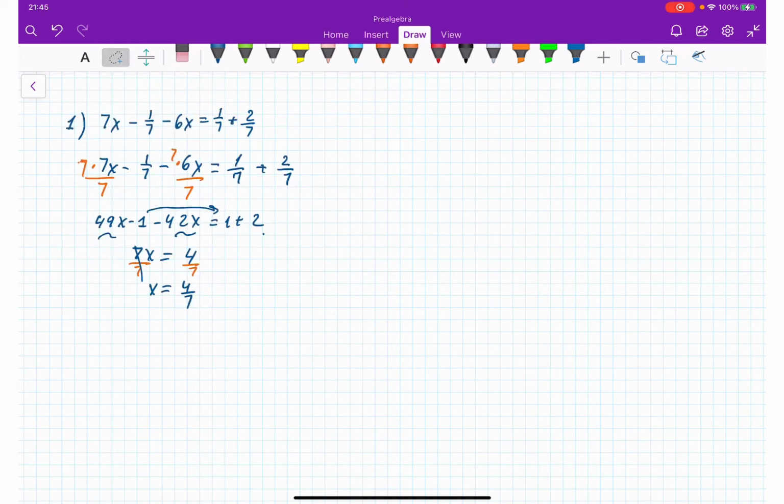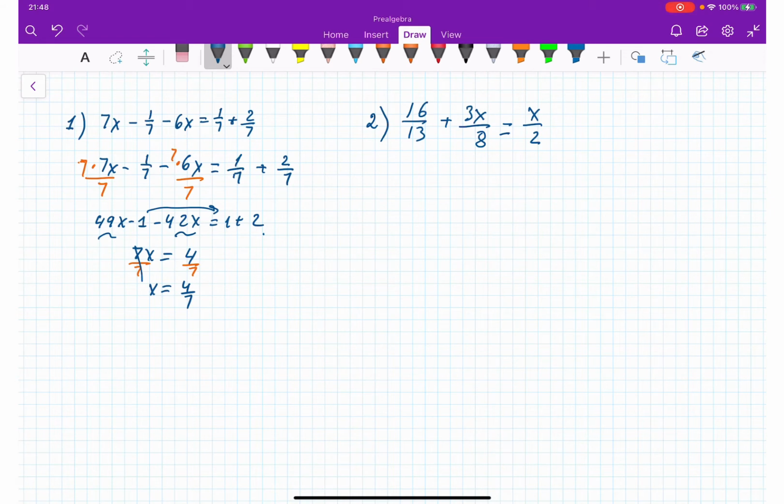Next one, solving number 2. 16/13 plus 3x/8 is equal to x/2. Okay, what do we have? 13, 8, and 2. The common denominator will be 104.